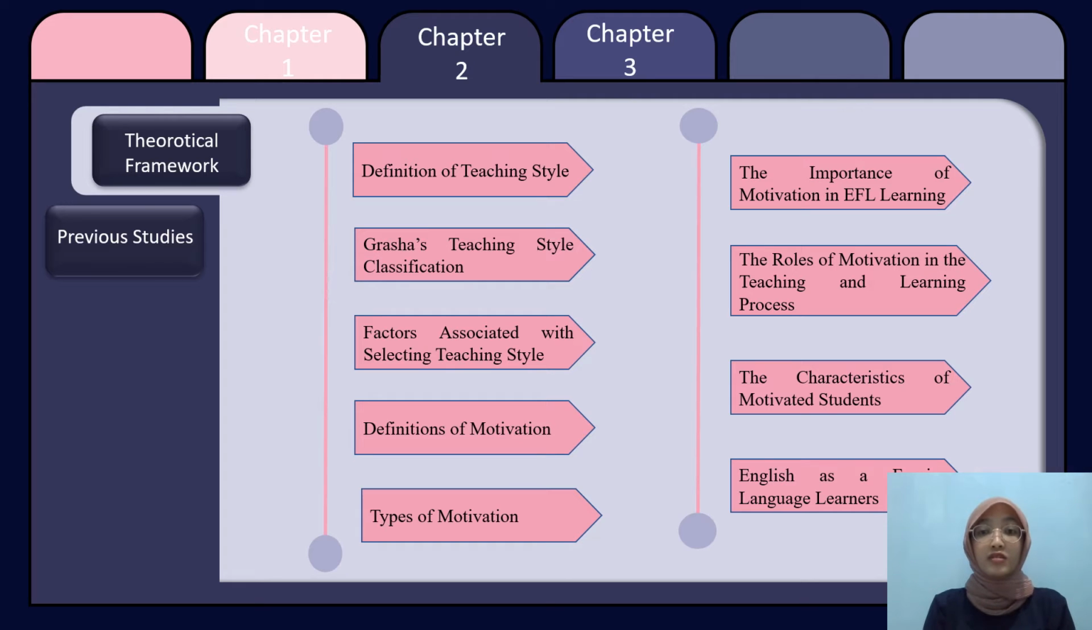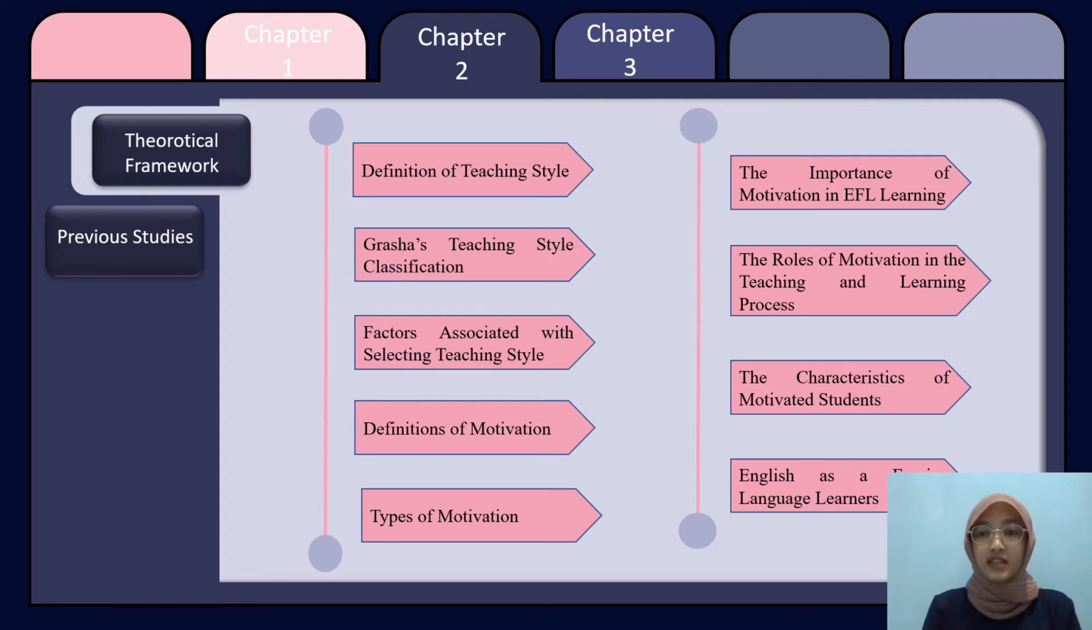And next, the roles of motivation in the teaching and learning process. Number one, to determine things that can be used to empower the learning process. And number two, to clarify the learning purpose which is to be achieved. And the last, to determine the learning perseverance.